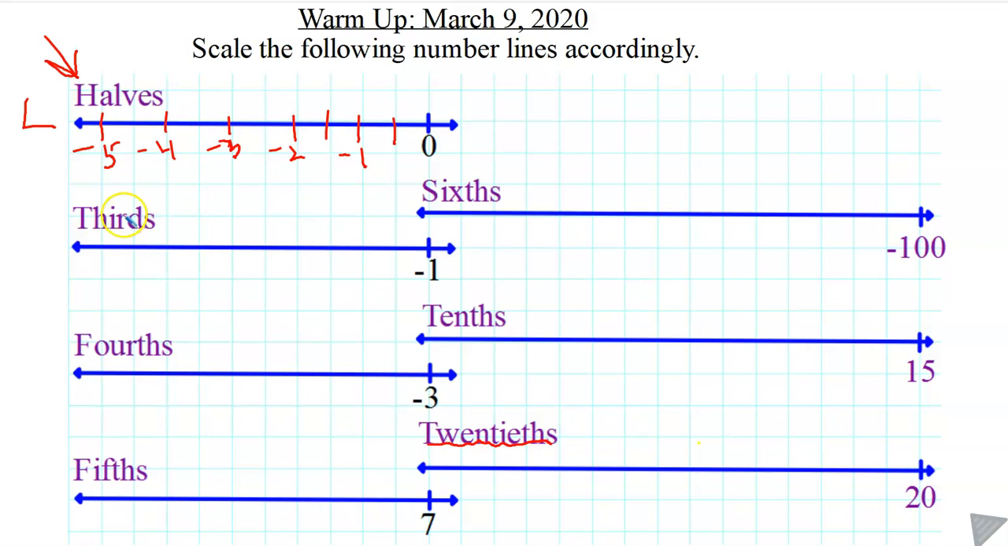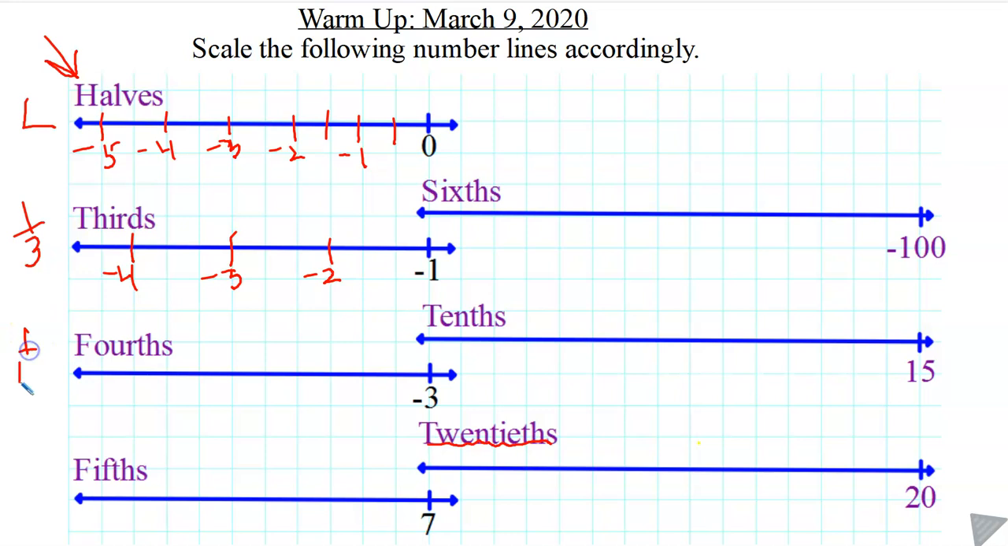Okay, so if I see thirds, right, this is what I'm thinking, that I have to do thirds. So I need 3 lines. So 1, 2, oh, the -1 is already there. So this would be 1/3, 2/3, 3/3. If I skip to there, that's where my -2 is. 1/3, 2/3, 3/3. That's where my -3 is. 1/3, 2/3, 3/3. That's where my -4 is. So that's being scaled by thirds.